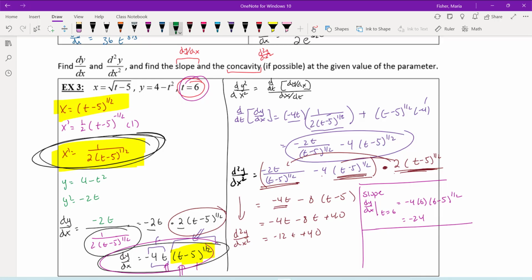What about the concavity? Well, my concavity is going to be that second derivative evaluated at the given value of the parameter. So the second derivative here, evaluated at t equals 6, is going to be negative 12 times 6 plus 40, and that's just negative 36 plus 40, or 4.